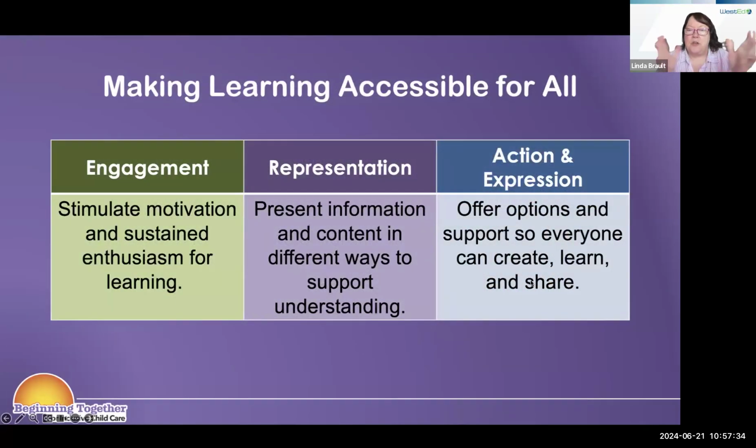So this goes back to the CAST group. If you think about how we can make learning accessible for all, there's engagement. So we want kids, who are already motivated to learn, to sustain that and keep that enthusiasm going, not squash it or stunt it. Representation, we want different ways that children can understand. And then action and expression. We want to be able to have children communicate with us in ways that will really make them feel seen and heard.